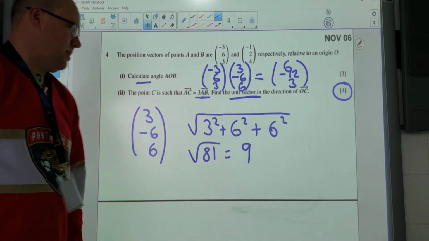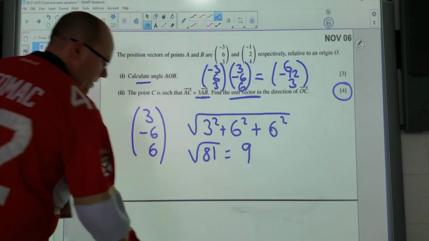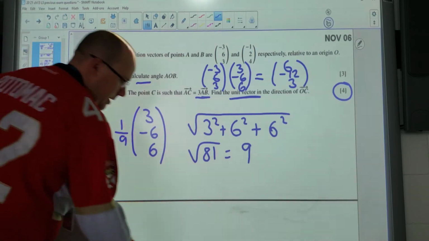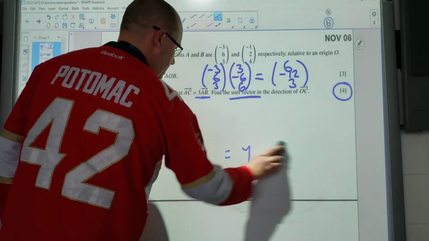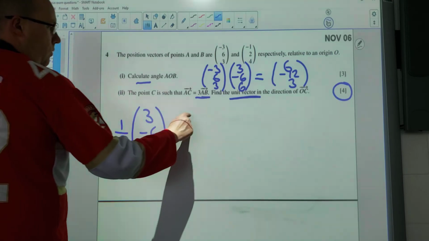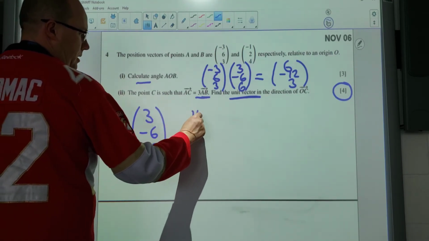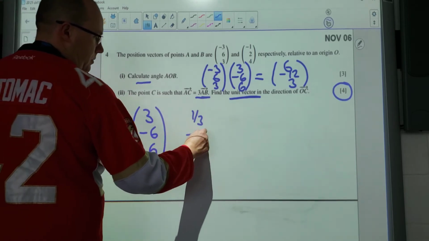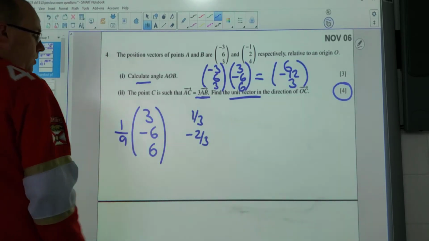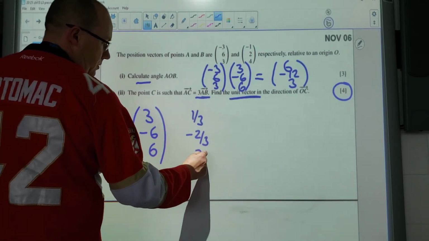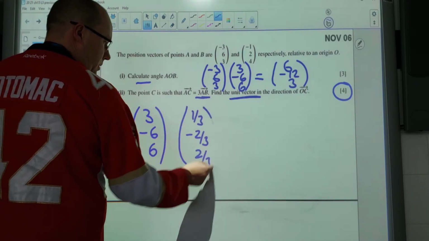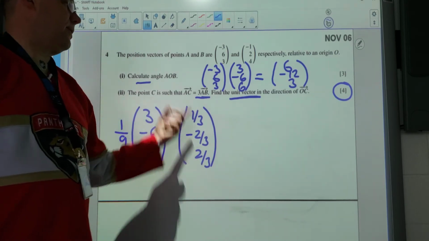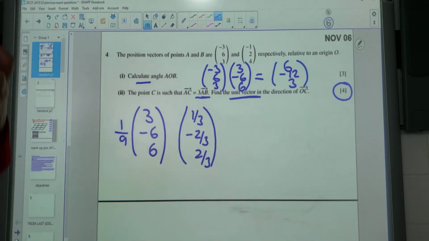As I just want a unit vector, I just need it length 1. So as it's 9 times too big, all I'm going to do is I'm just going to times it by 1/9. And if I distribute the 1/9 through, 1/9 times 3 is 3/9, which is 1/3. 1/9 times -6 is -6/9, which is -2/3. And 1/9 times 6 is 6/9, which is also 2/3. And actually, if you do three-dimensional Pythagoras on this, you will actually find out that the length is indeed 1.